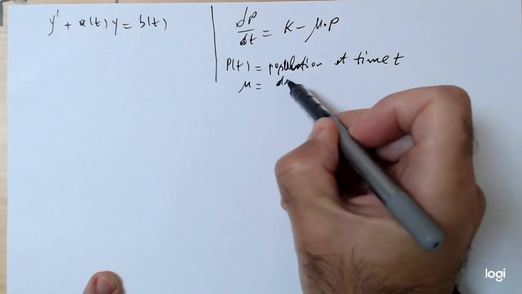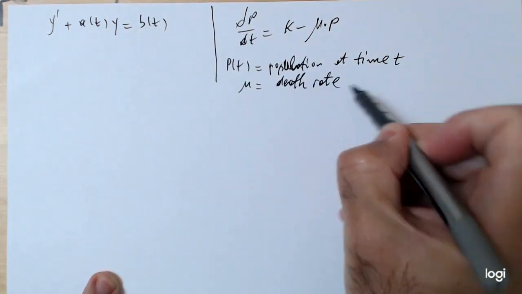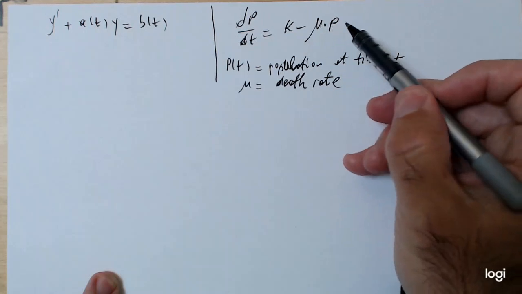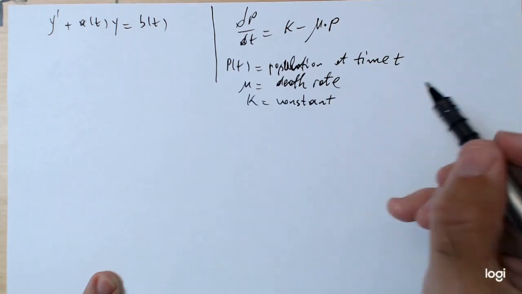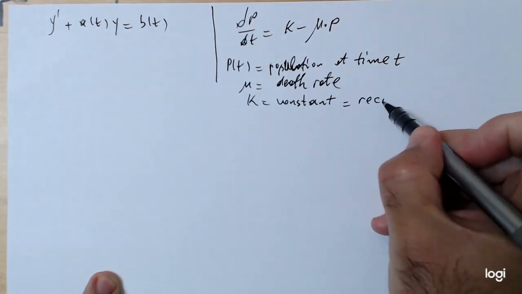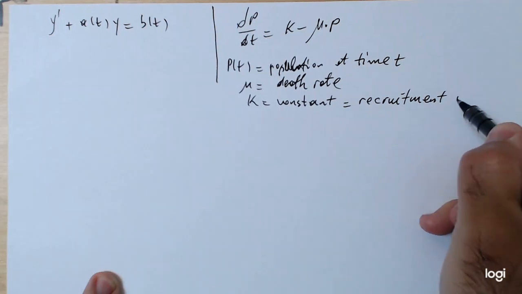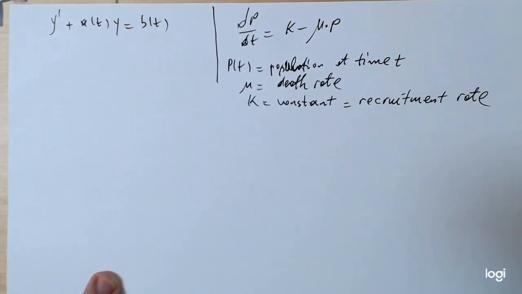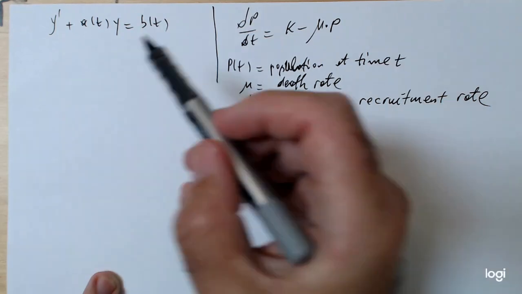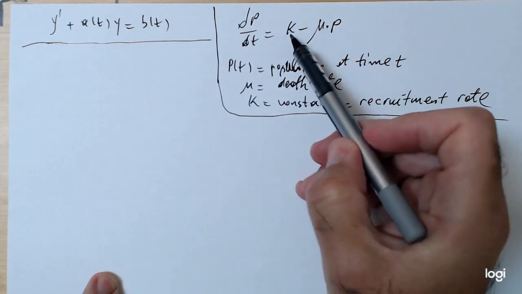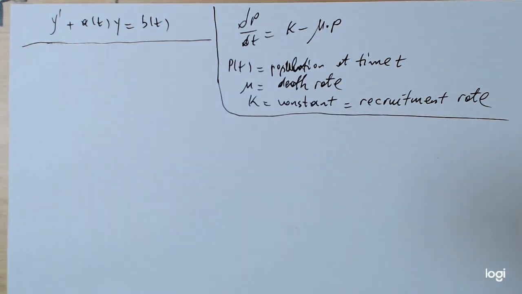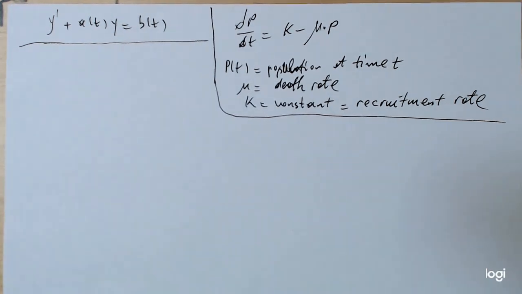Mu could be the death rate, given as a per capita death rate, which is the reason it is multiplied by p, and k is a constant. Sometimes in the models this is called the recruitment rate. It's just a fancy way of saying that you assume that in the conditions of this model, per unit of time, you have a constant number of people coming in. This is sometimes an oversimplification, to be honest with you, because, for example, if you want to call it birth, that should also be proportional to the population.